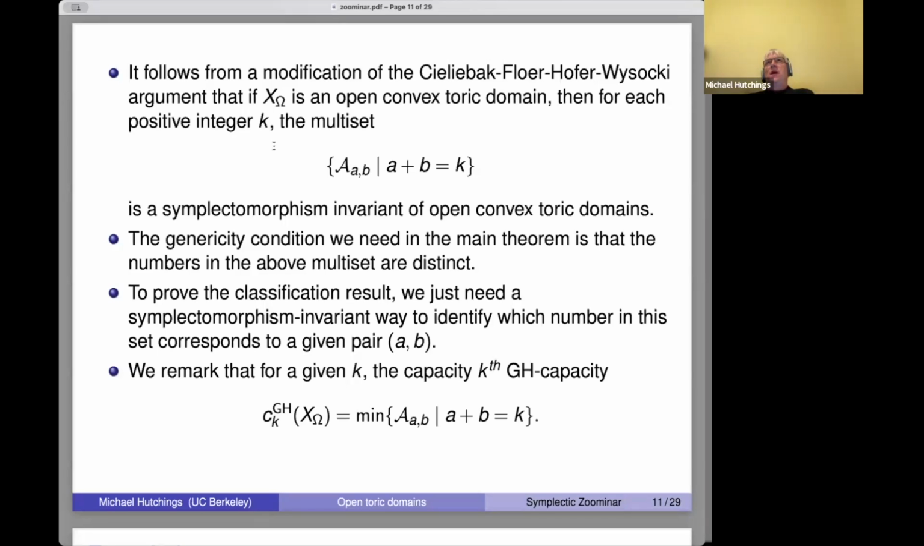So I don't think I gave a proof that this multiset determines the domain, because what I showed was that this multiset plus some additional information coming from these barcodes determines the domain. Okay, thanks, Asaf. Any other questions?